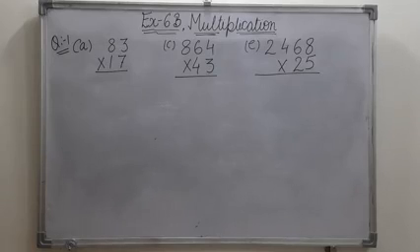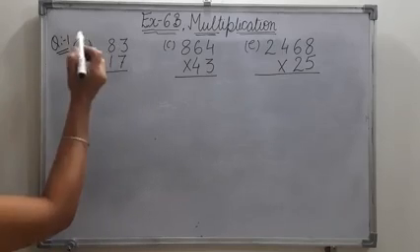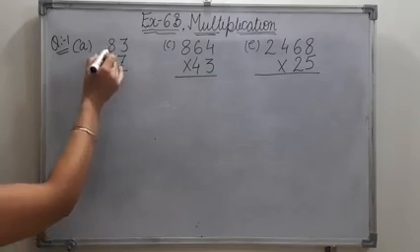In today's class, we are going to start our next exercise, exercise 6b of chapter multiplication. Our first question is multiply 83 by 17. First of all, we will multiply 7 by 3 and then we will multiply 7 by 8.